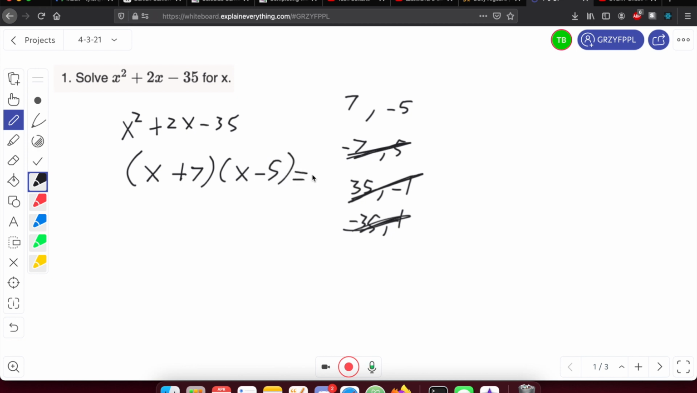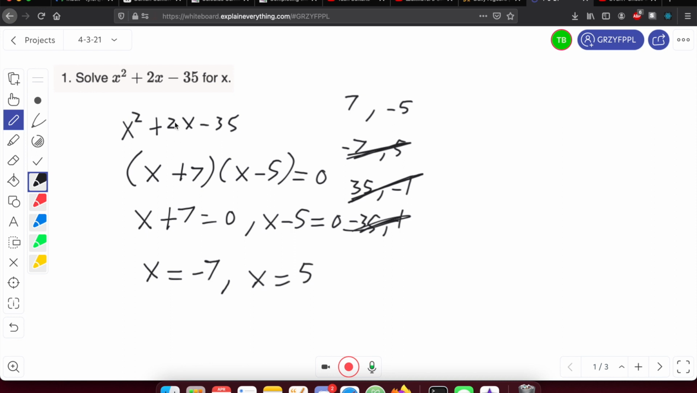And we'll set this equal to 0 because we're going to solve for x here. Now we can take these factors and set them equal to 0. x plus 7 equals 0, and x minus 5 equals 0. And so our values of x that satisfy this equation should be x equals negative 7 and x equals 5.